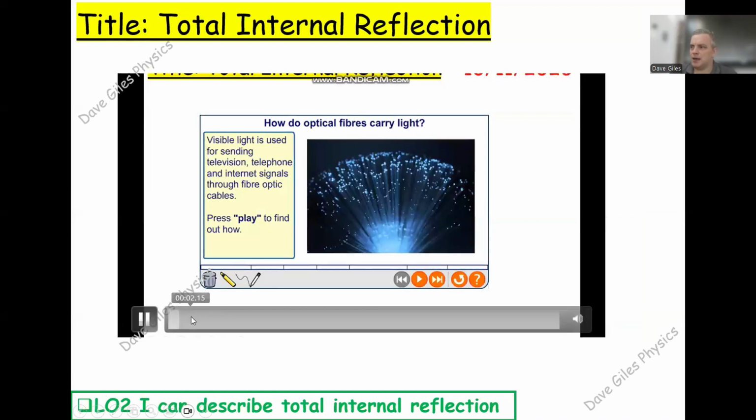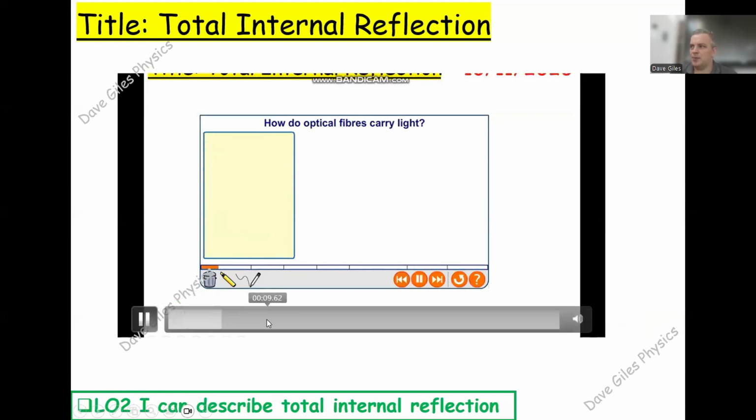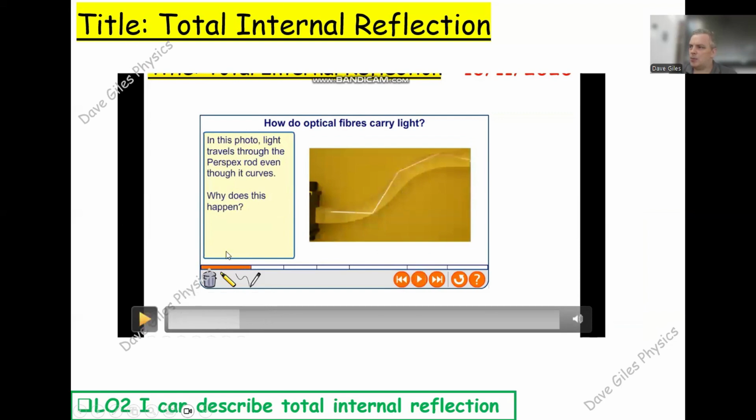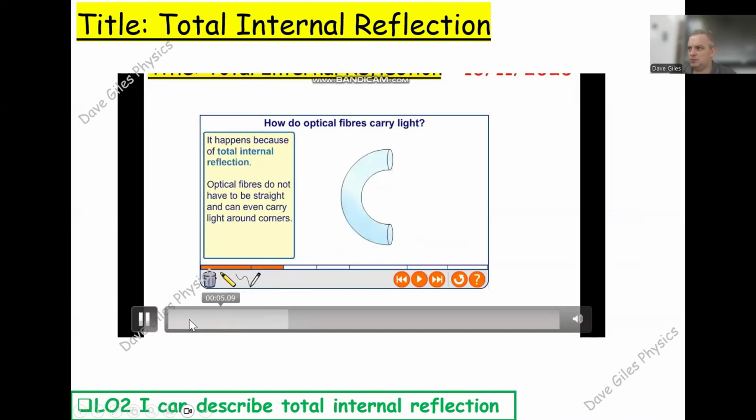So here's a place where we can use optical fibers. You can see there the light travels through a perspex rod, even on curves. So let's have a look at why that happens. You can see that it's bouncing here, reflecting here, reflecting there, and reflects all the way down. And it happens because of total internal reflection.